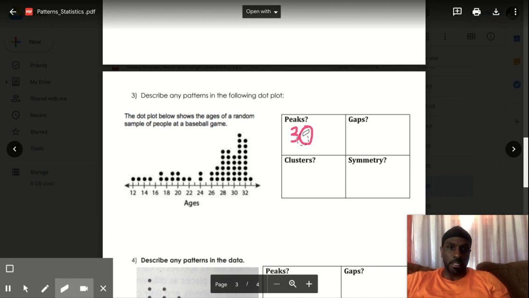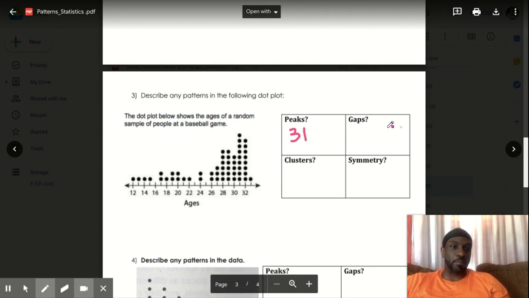Let me erase this. This should be 31. At 31, there's a high point, okay? And if you would say 30 and 31, or 31 and 32, I would accept that. But 31 pretty much has the highest point. Okay, now gaps. There's no data here at 21. There's no data here at 25. So I would say a gap is at 21 and a gap is at 25. Gaps is where you have no data.